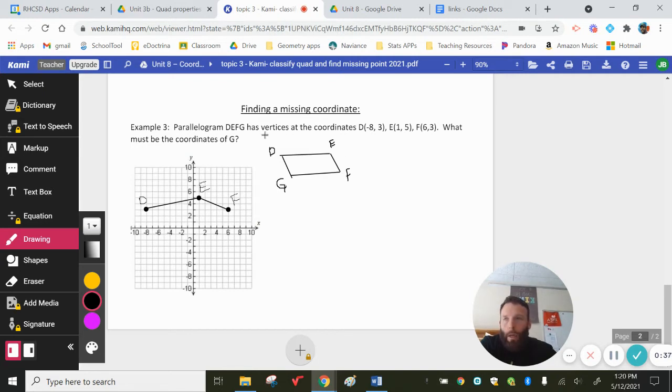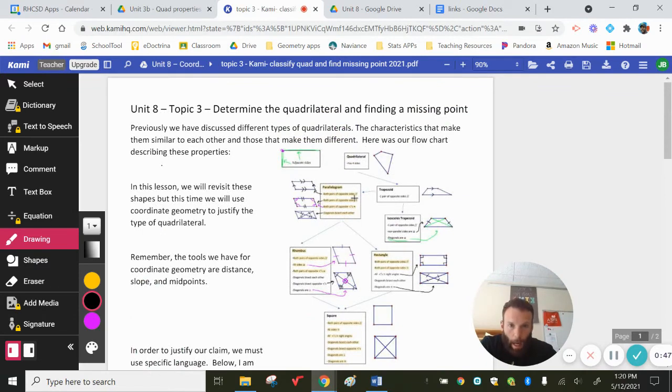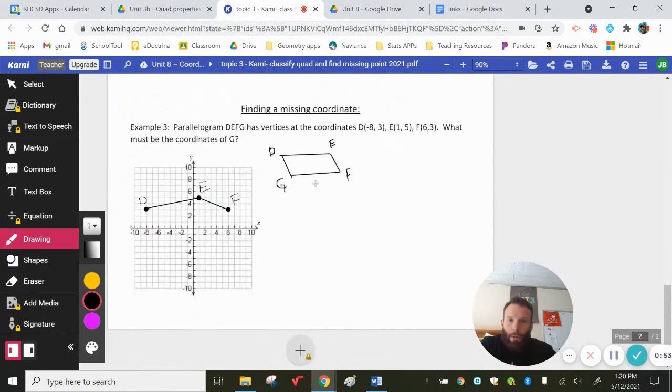Now, I also drew myself a quick little visual of, if I have a parallelogram DEFG, then I should have a shape that has opposite sides that are parallel, has opposite sides that are congruent, and so on like that. So I just drew a quick little sketch to know that this side is parallel to this side, and then of course the left side is parallel to the right side.